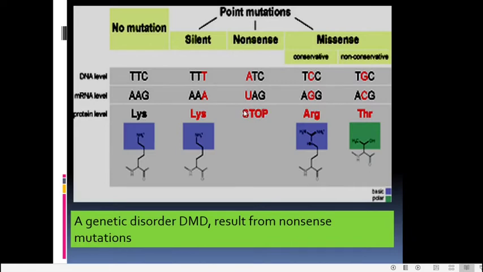So such a mutation is called a nonsense mutation, where an amino acid coding codon will become a stop codon, so that there will be premature end of protein synthesis.